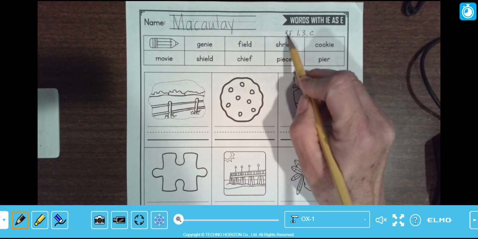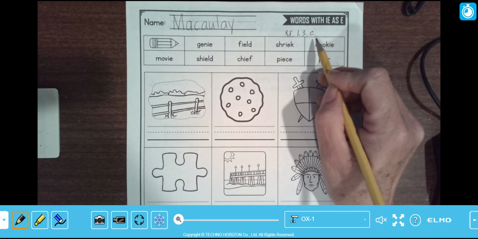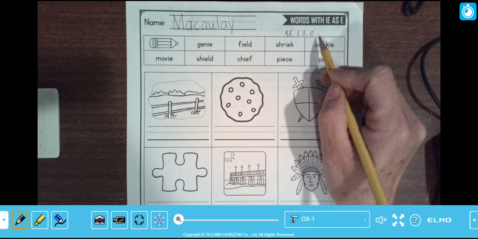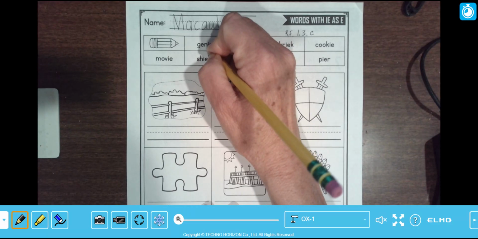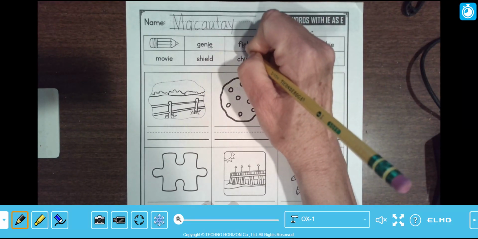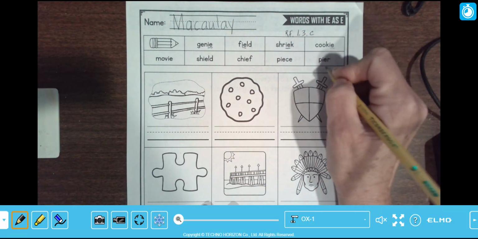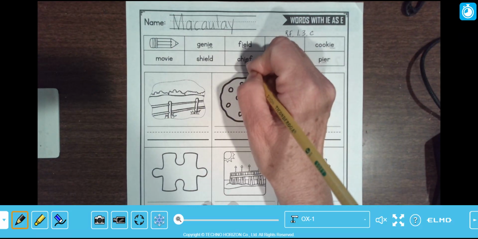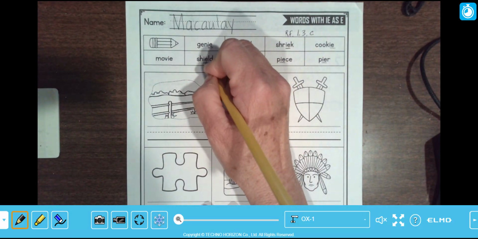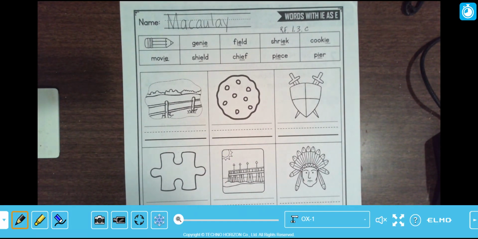So our standard for today is RF 1.3C. And this standard is about reading and writing words with long vowel sounds. Okay? So, see the IE here? All of these IE. Okay, if you can underline them, the IE, that would be great. So that when you read this word, you will know that that makes the E sound. Okay?